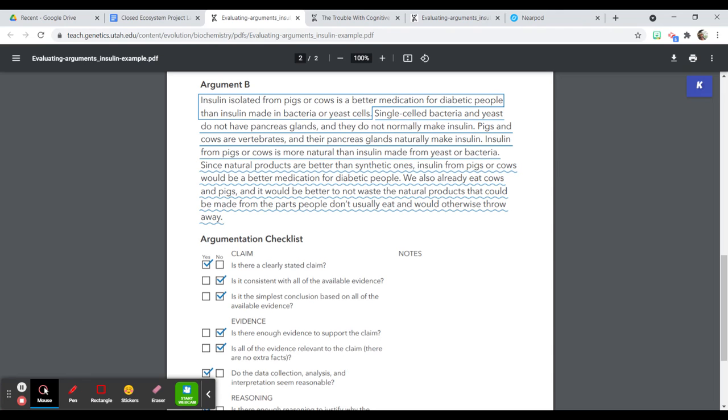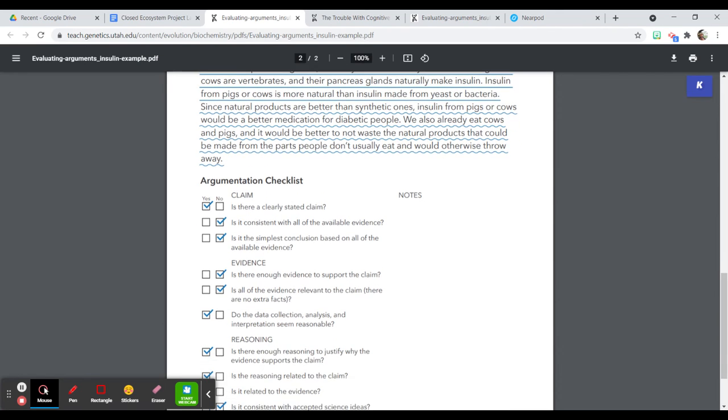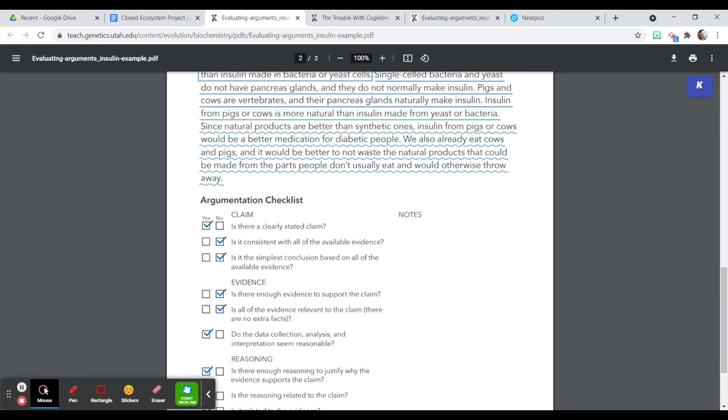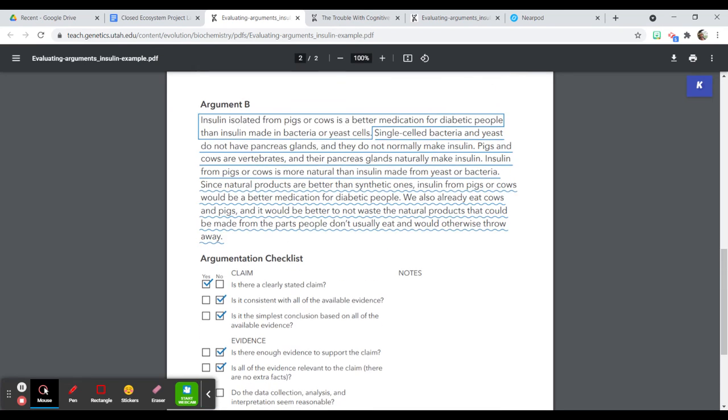So if we look at the argument checklist here, the evidence, there is enough to support the claim. All of the evidence is not relevant. Okay, so there isn't enough evidence to support the claim, and all of it is not relevant to the claim. Now, do the data collection, analysis, and interpretation seem reasonable? Yeah, it does. But again, they inserted their feelings.